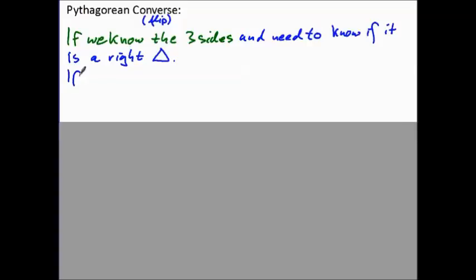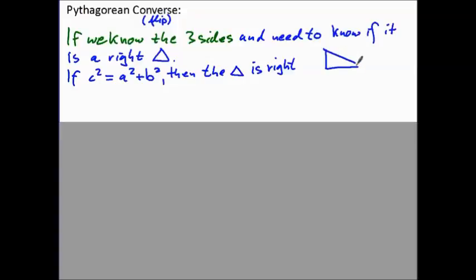We know that if c squared is equal to a squared plus b squared, then the triangle is a right triangle. And let's draw a little picture to remember what that looks like. Now then we can say if c squared is not equal to a squared plus b squared, then it's not a right triangle. But we can do a little bit better than that.